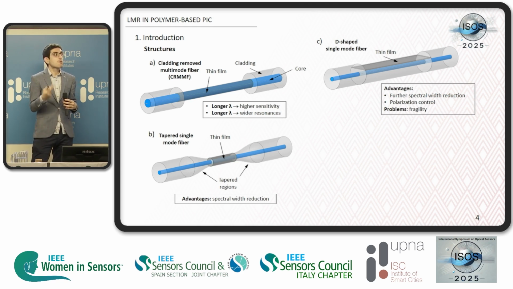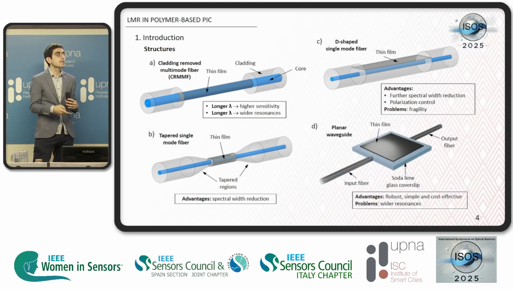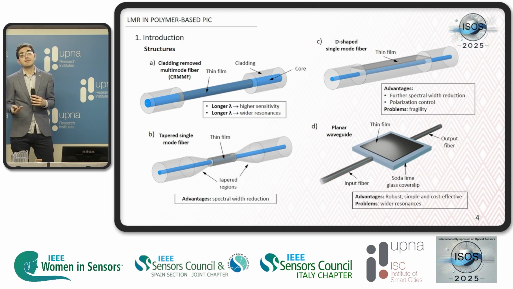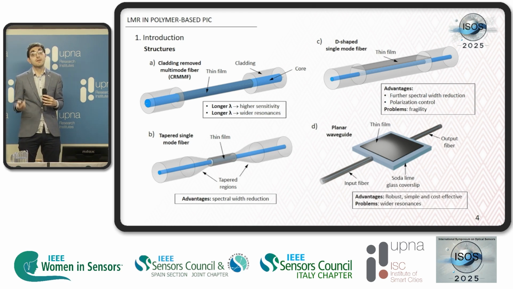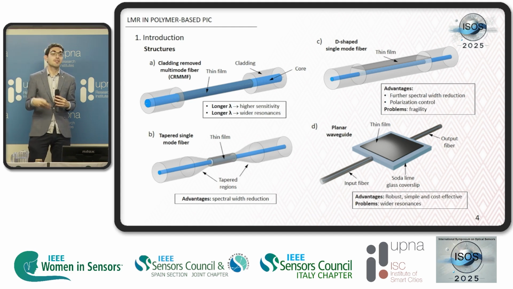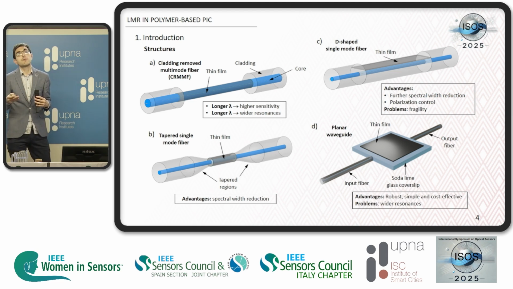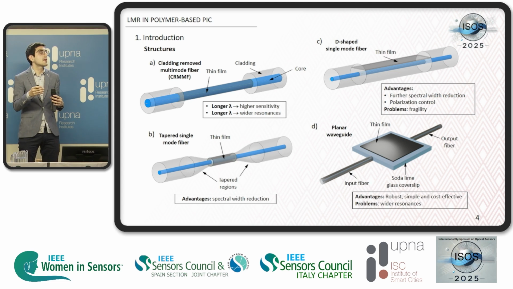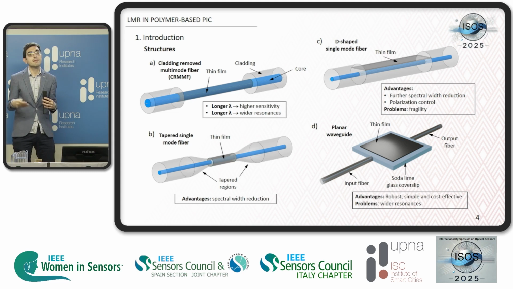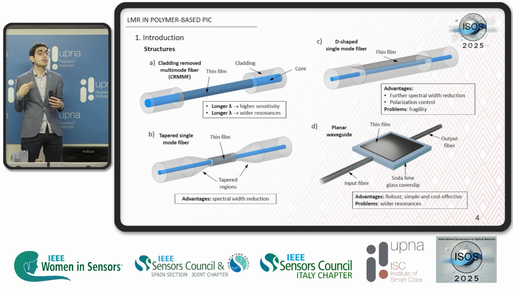Another platform that was explored in order to see other possibilities were planar waveguides. Planar waveguides are more robust, simple, and cost-effective than this kind of fibers, but again, we return to the starting point. The resonances are again wide, so we cannot go too far into long wavelengths, and the sensitivity we can achieve is smaller. So after studying all these platforms, we decided that it was also interesting to start exploring, for example, integrated photonics, which has as advantages the miniaturization, the scalability, the low power consumption, and the compatibility with electronic devices.